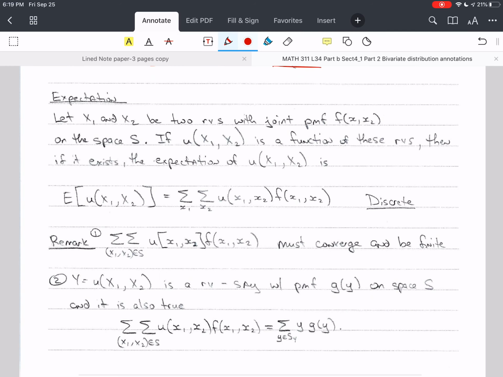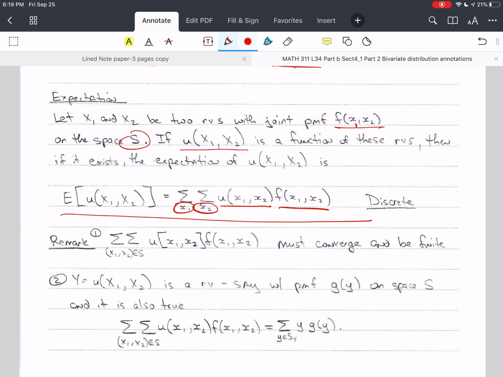Now let's look at expectation. So this is discrete. X and Y are two random variables with joint PMF f of x1, x2 on the space S. We're going to let u be a function of these two random variables, and if the expectation exists, this is the definition. So E of u of X1, X2 is the sum across x1 and the sum across x2 of u of x1, x2 times f of x1, x2.